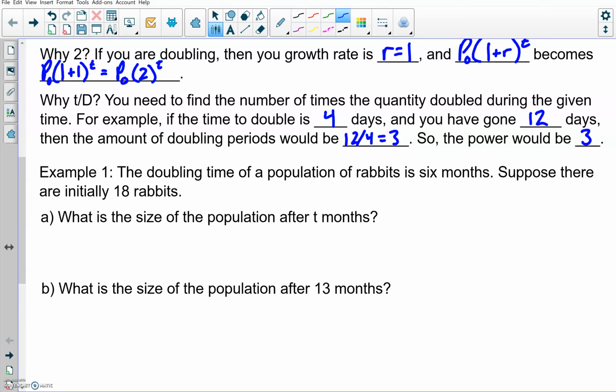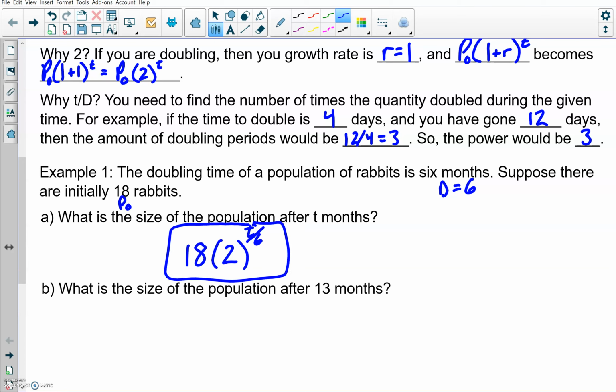So let's go back up in here and get some information. So doubling time is 6 months, so D will equal 6. 18 rabbits initially, that's the P naught. That's the only 2 pieces of information I really have. So we would have 18, the P naught, times 2 raised to the T over 6 power. And that's all they're looking for here in that part A. If it was said write an equation that models this, then we'd have P of T equals. But we don't have that, so just write this.